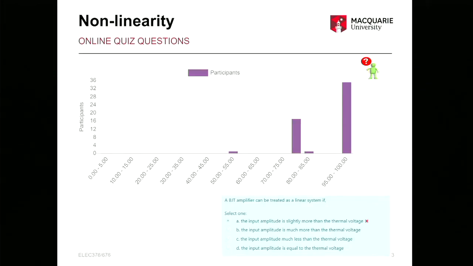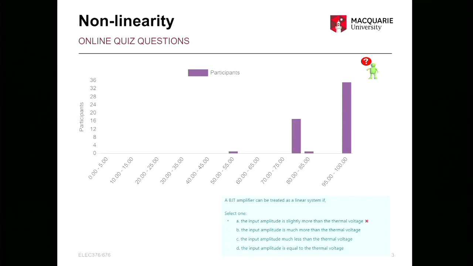So, the online quiz: this time it was quite easy. Many people scored 100. A few people scored 50. That means they're not even looking at the answers, just ticking, and it's just by chance that you get 50.